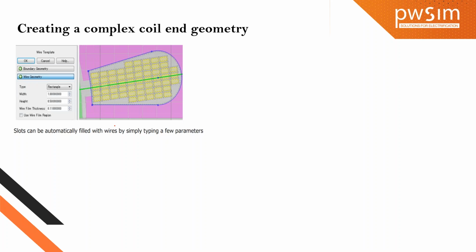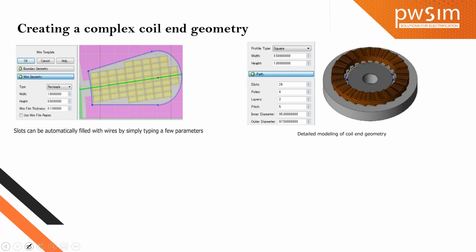So why should we use this wire template option? Because AC analysis accounts for the skin effect, proximity effect, leakage flux and eddy currents in the conductor. So this type of analysis we can perform by using the wires defined in the motor analysis. The second one is detailed modeling of coil and geometry, where the end winding can be defined by using the coil end template option.